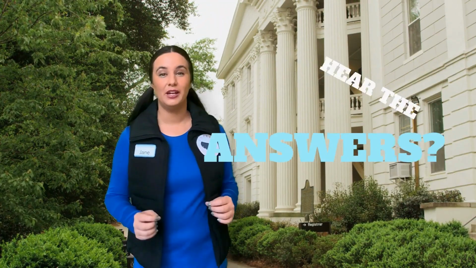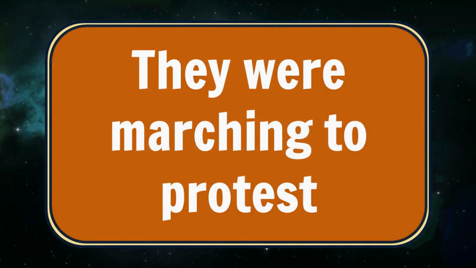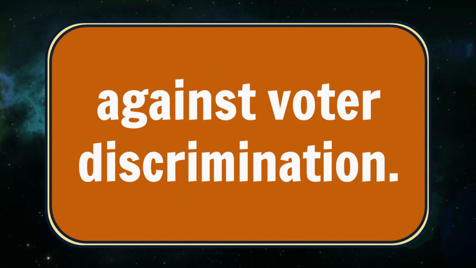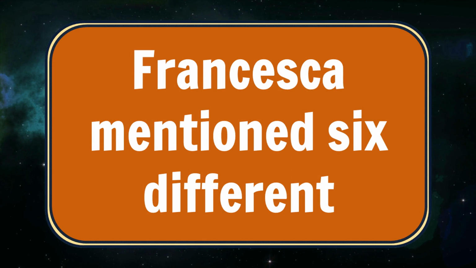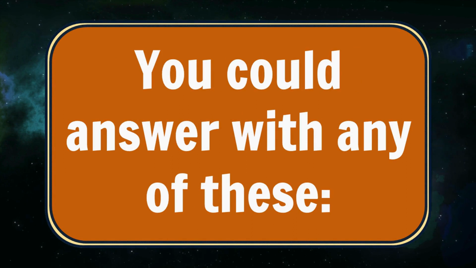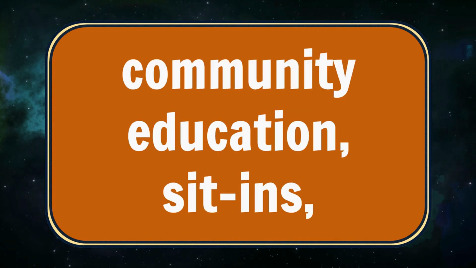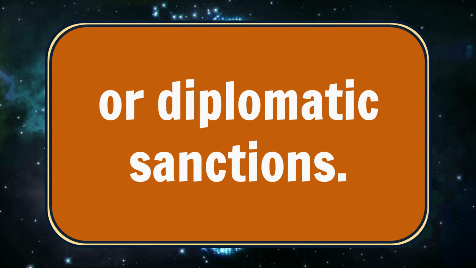Thanks. Did you hear the answers to our 2 comprehension questions? Why were people marching in Selma, Alabama in 1965? They were marching to protest against voter discrimination. What are 2 examples of nonviolent activism? Field reporter Francesca mentioned 6 examples of nonviolent activism. You could answer with any of these: boycotts, marches, protest art and music, community education, sit-ins, or diplomatic sanctions.